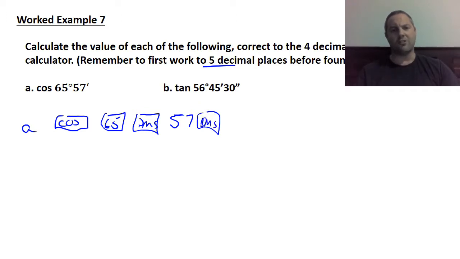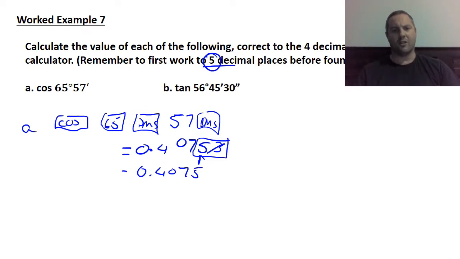Once you do that, you're going to have a number that comes out like this, 0.40753. Now, 5 decimal places we have. So we need to look at these two numbers to work out whether the 5 stays as a 5 or it goes up to 6. 3 actually doesn't make it go up, so we cancel that out. So it becomes that answer there. That's all you have to do in your calculator.